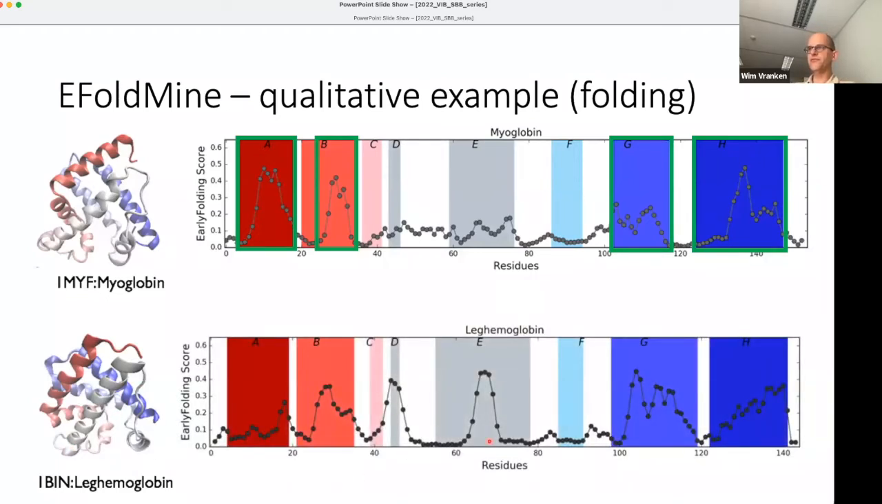You can see that the profile that we predicted is also already very different. And here indeed, it was these three helices that were shown to start the folding process. So it is capturing something here as well, based on, again, completely independent data.